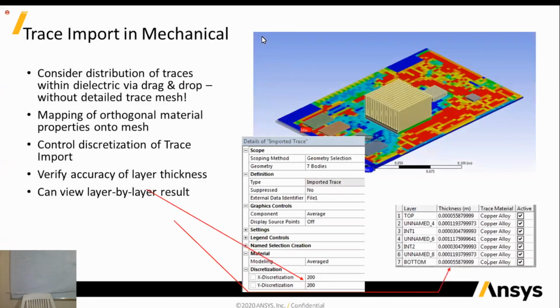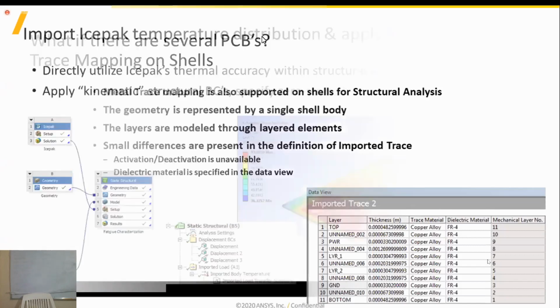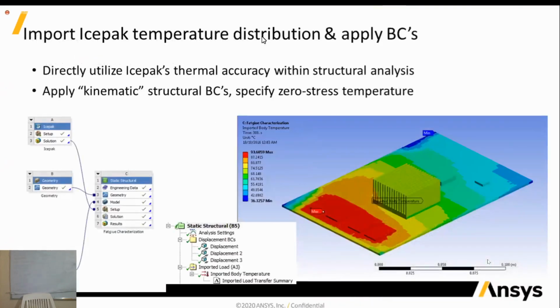So we have some examples here. Trace import. Trace import can be very detailed modeling. You can import traces for each layer, and you'll be able to view the trace information for each layer. After importing those traces, we also support shell modeling, because CAD solid modeling can be challenging. So we also support shell modeling for trace mapping. You just need a single shell to import the traces. Then after importing the traces, you can do a thermal analysis, or structural analysis, warpage-based analysis, or even a modal analysis. So all types of analysis are supported.